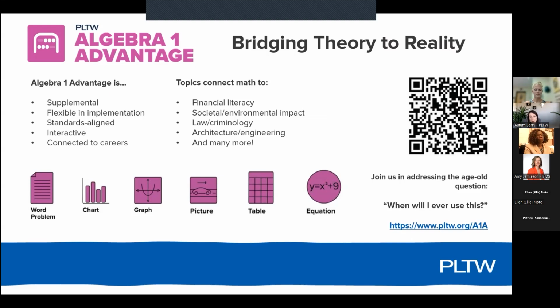PLTW Algebra 1 Advantage adopts an interactive approach that links algebra to real-world scenarios, effectively answering that common question, when will I ever use this? This connection to practical applications serves to improve students' problem-solving skills. In response to the limitations of traditional teaching methods, the program also employs interactive and applied learning techniques to make algebra more engaging and relevant. This is achieved by including a range of topics like financial literacy, societal and environmental impact, law and criminology, architecture and engineering, and more. Thereby, it enriches the overall learning experience for students in their algebra.